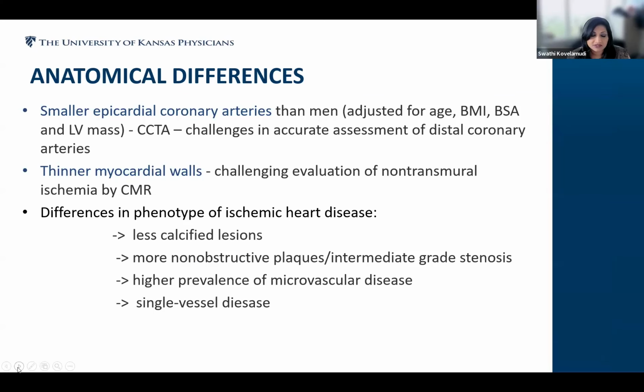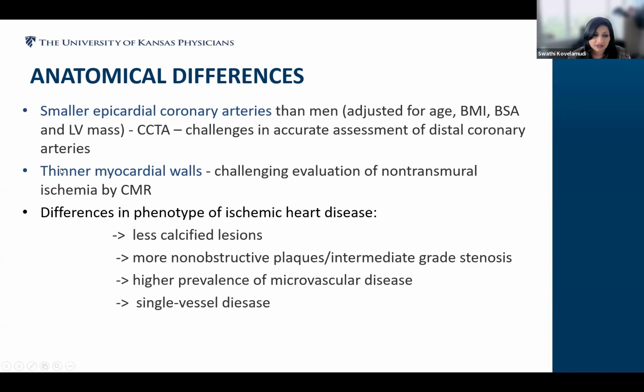What anatomical differences as far as the heart goes change how we image the heart? Women have smaller epicardial coronaries. This is adjusted for age, BMI, body surface area, and LV mass. And so when we do coronary CTAs on these women, the distal coronary arteries become very challenging to image because the spatial resolution of the CT itself is not up to keeping up with how tiny those blood vessels are.